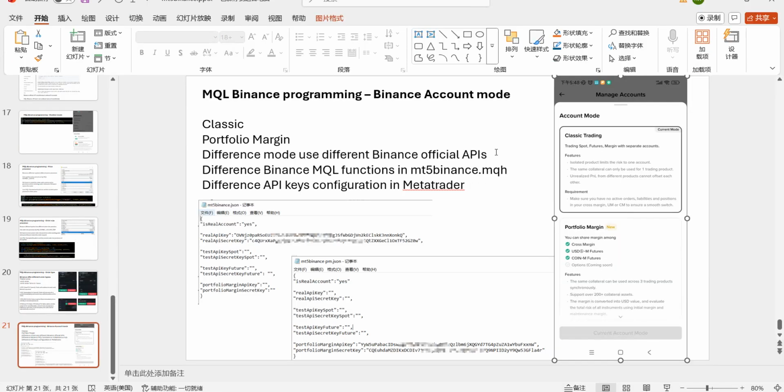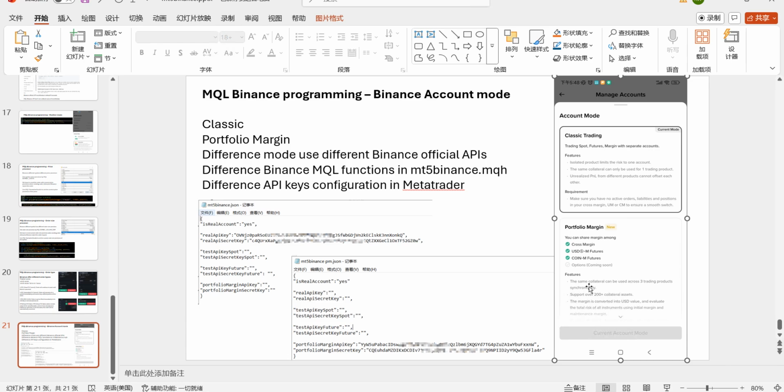Well, guys, I will continue to talk about MQL Binance programming. The topic is Binance account mode. This screenshot is from the Binance app. We can see there are two different account modes in Binance. The first is classic mode, and the second one is portfolio margin mode.